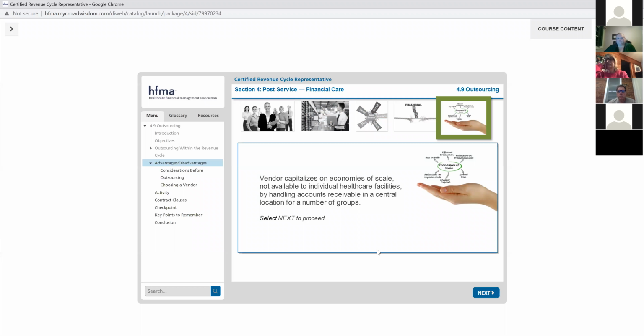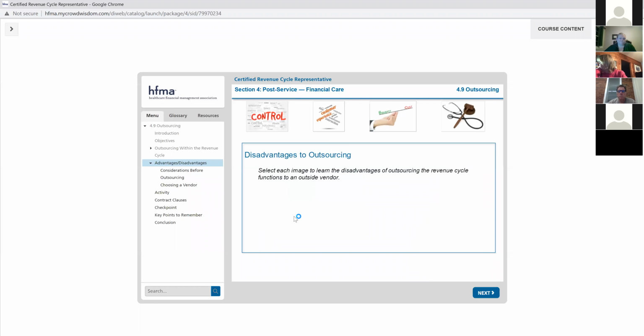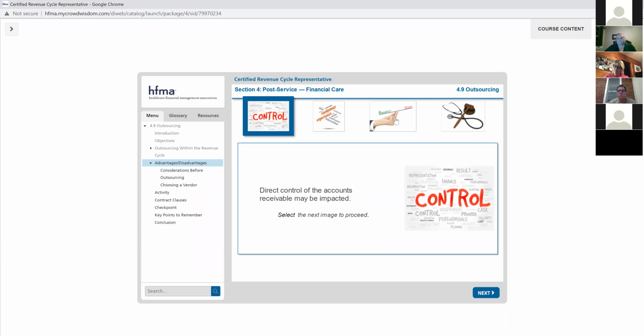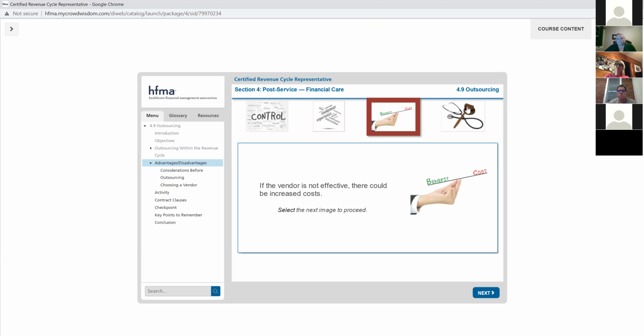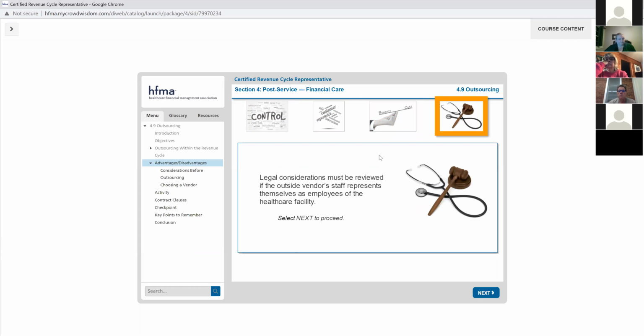So some disadvantages. Direct control of the accounts receivable may be impacted. Customer service or patient relations could be impacted. If the vendor is not effective, there could be increased costs. And legal considerations must be reviewed if the outside vendor staff represents themselves as employees of the healthcare facility.